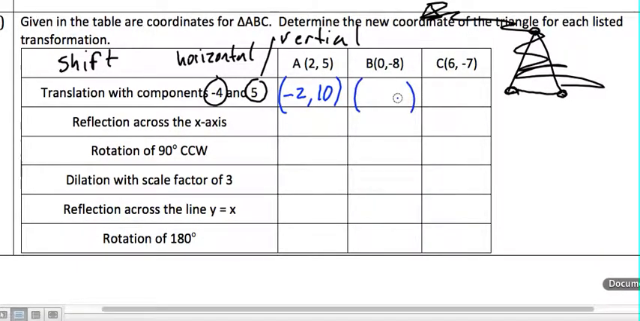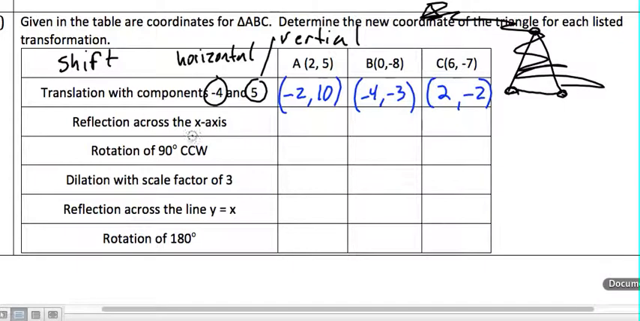Same thing here, we're going to shift to the left, so 0 becomes -4, and we're going to add 5. So -8 moves up to -3, and 6 and -7, shifting to the left, so we're subtracting 2, shifting up, so we're adding 5, and so that's -2.